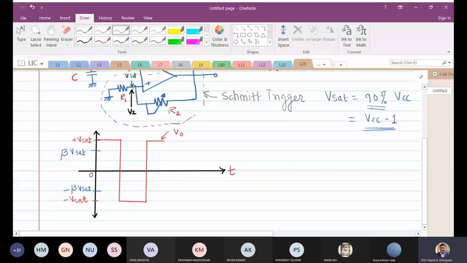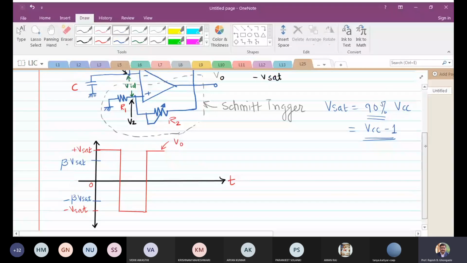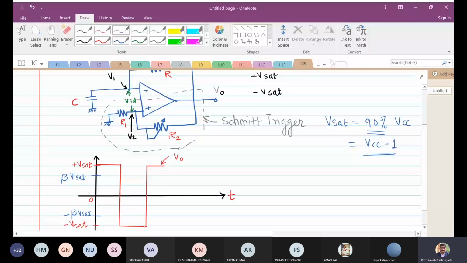Now, the output of the op-amp will be in positive or negative saturation depending on whether VID is negative or positive. You already know that. Look at this VID. What is this VID? It is the differential voltage, the voltage difference between the inverting and the non-inverting terminals. So depending on the polarity of VID, the output will either go to positive Vsat or negative Vsat.